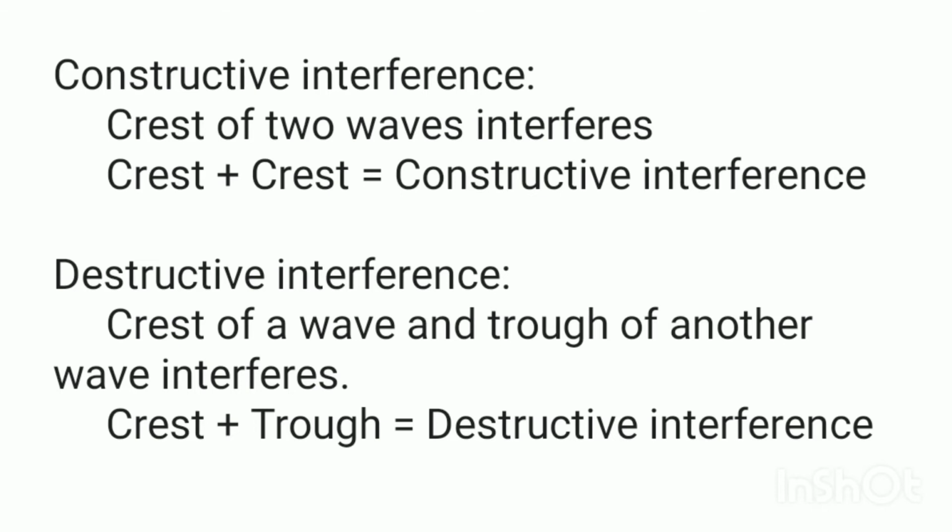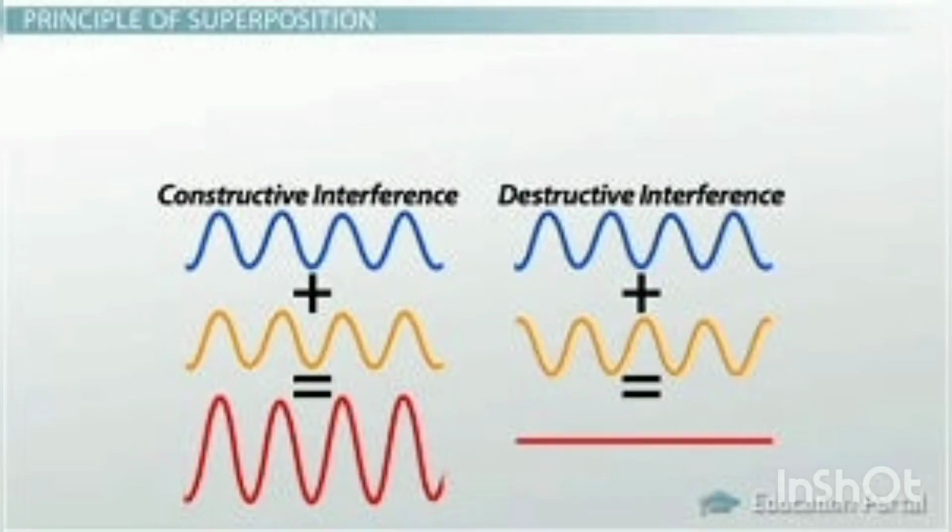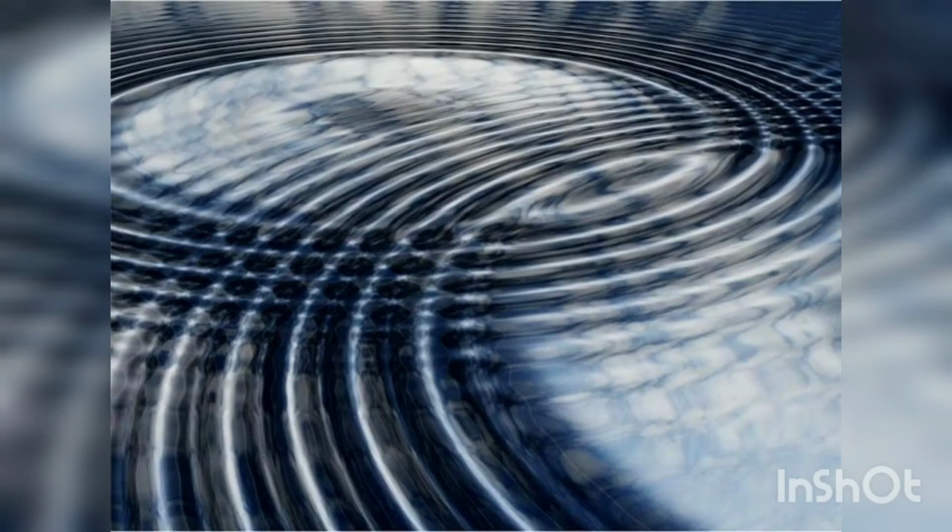Overlapping or mixing of two waves is known as interference. Interference is divided into two types. One is constructive interference and another one is destructive interference. Crest plus crest or trough plus trough gives constructive interference, which means when the crests of two waves overlap, it is known as constructive interference. When the crest of a wave and the trough of another wave interfere, it is known as destructive interference. Wave formation in water is also a good example for this case.